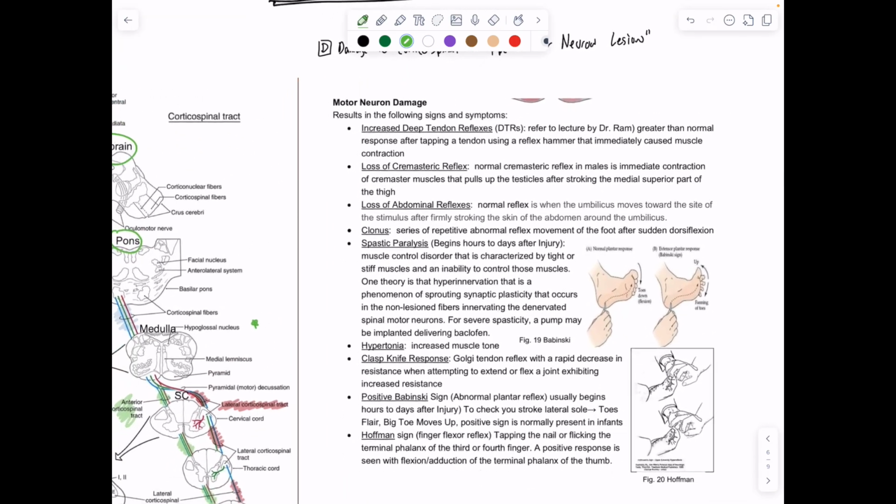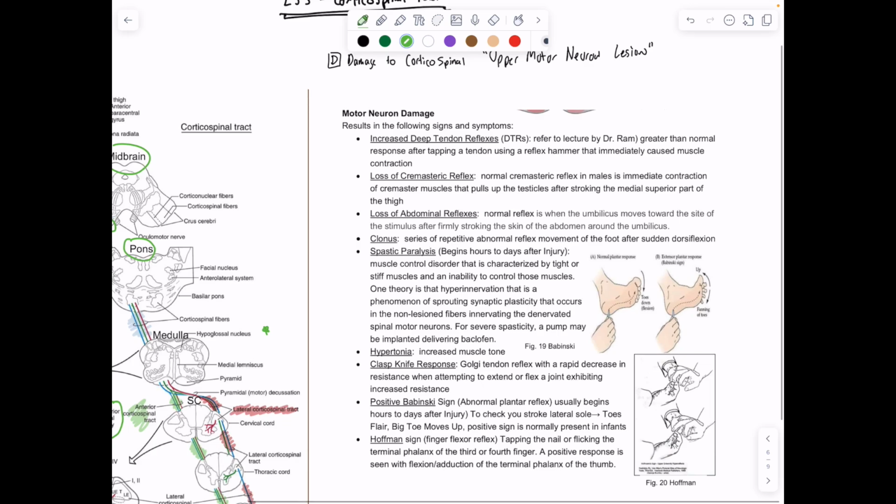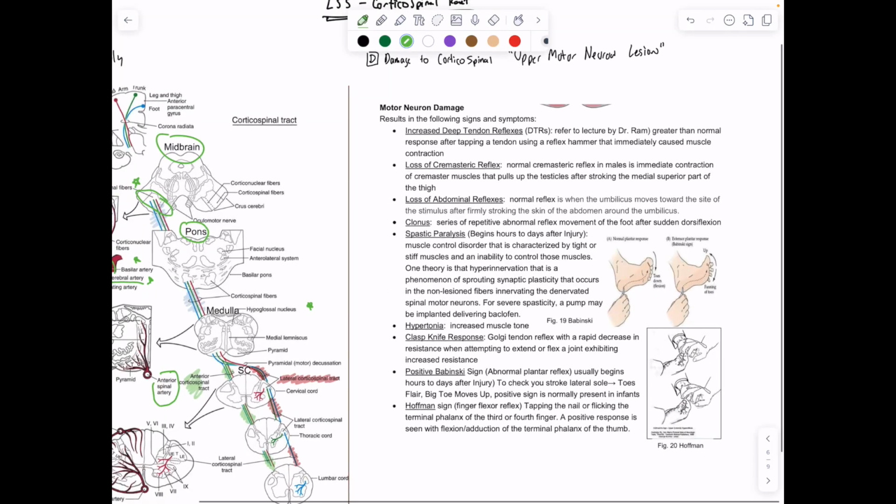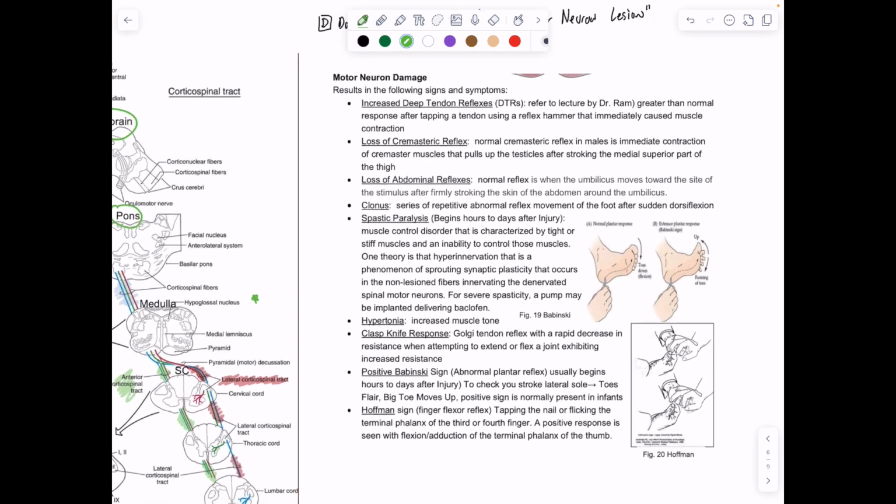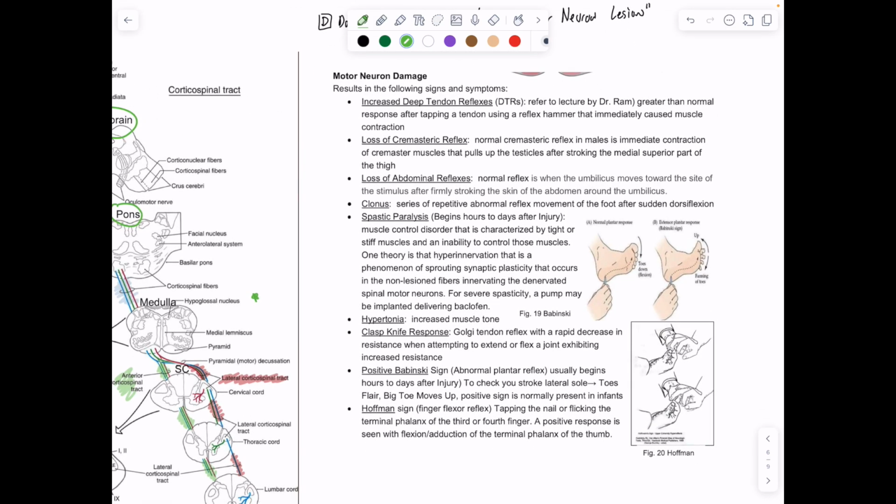All right, so we talked about corticobulbar and corticospinal. The tracts themselves that we care about are all upper motor neurons, but when they finally synapse, you get to lower motor neurons. So what if you have damage to an upper motor neuron? If you have damage to the upper motor neuron, and here we're talking about the corticospinal tract in particular, you can have increased deep tendon reflexes.